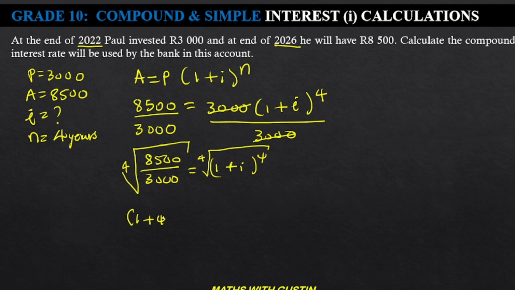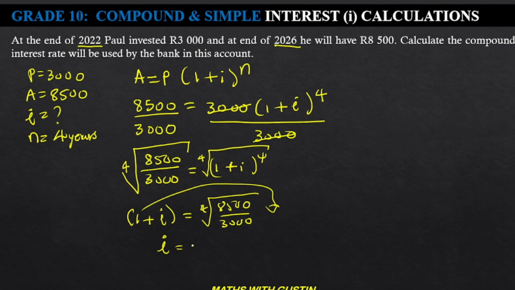I made a mistake here, guys. I want to remove this 4. It's not a 4, it's I. There you go. Then this will give us the fourth root of still the same, 8,500 over 3,000. All right, so now we are going to take 1 to that side and minus the 1 from this. It is going to be equal to the fourth root of 8,500 divided by 3,000 minus 1. Now you can go and press the calculator, guys.